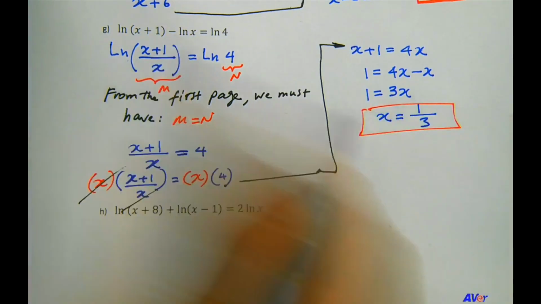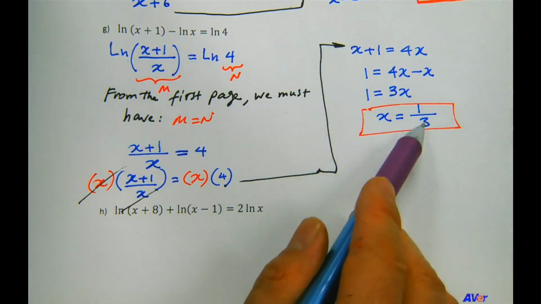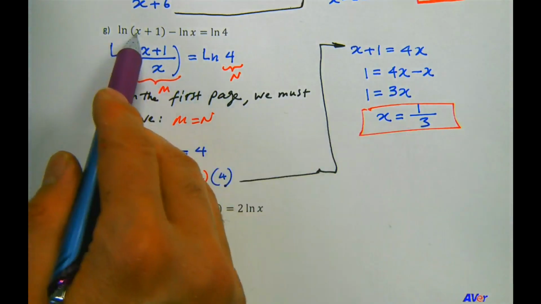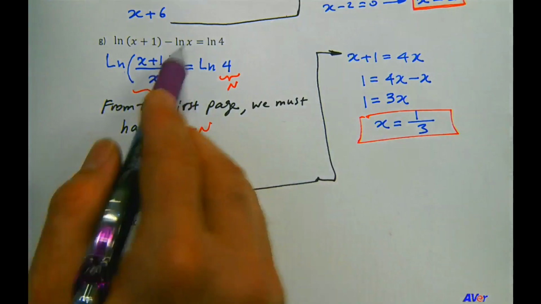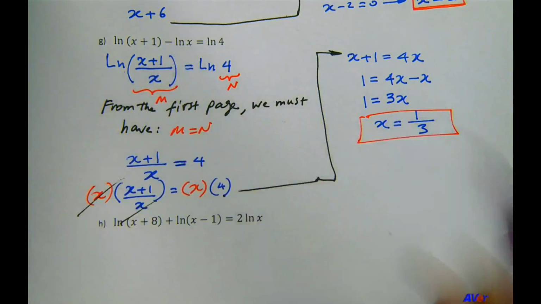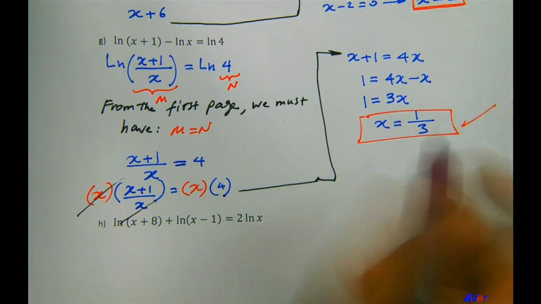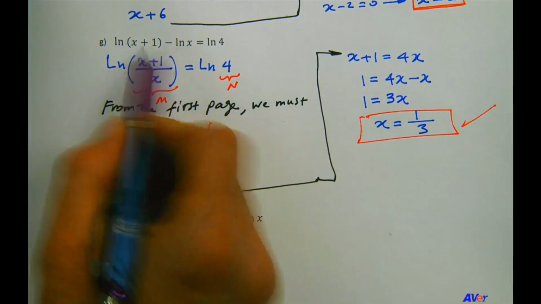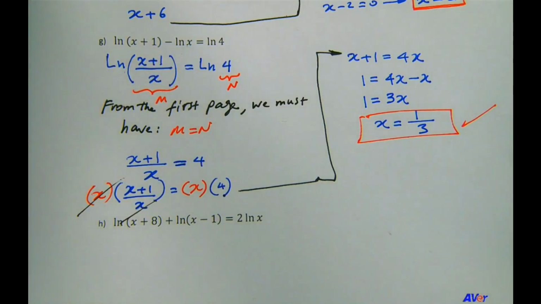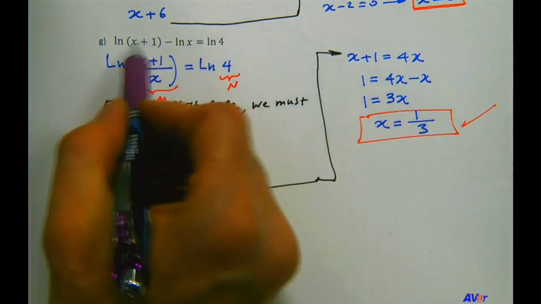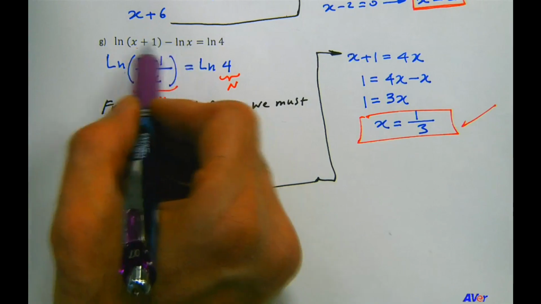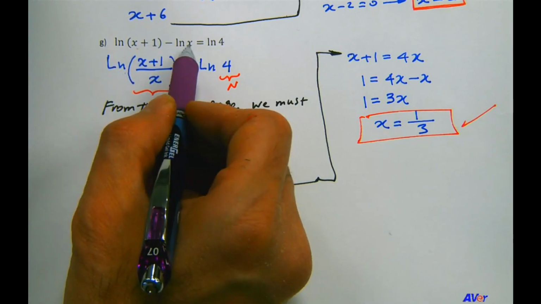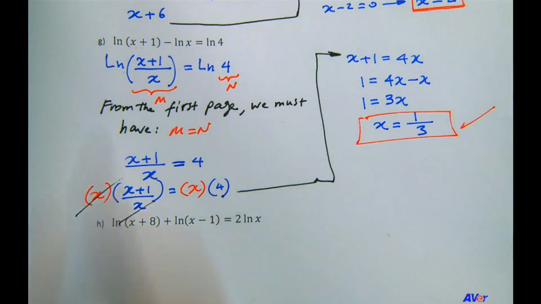So let's quickly check this to make sure there is no problem with it. 1/3 is a positive value. We plug it in here. We get 1 plus 1/3, which is 4/3, right? So it's okay. Minus natural log of 1/3, again okay. So this checks out. This x value is within the domain of the natural log function we have. This 1/3 does not make this expression equal to 0, and it does not make this x equal to 0, and it's not making this one negative, and it's not making that negative. So it's within the domain of the natural log function. I hope this is the answer you got.